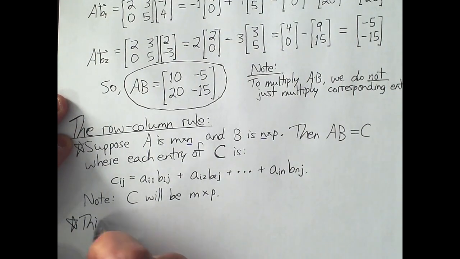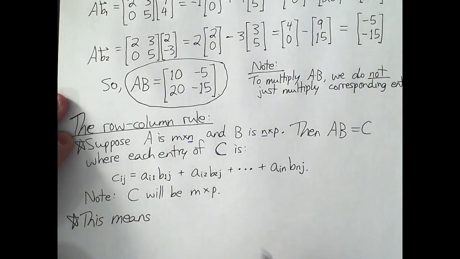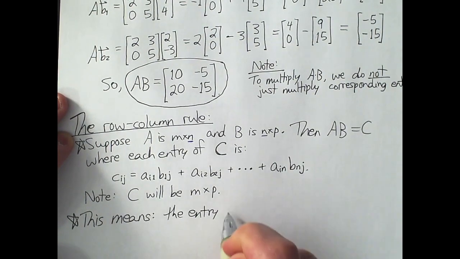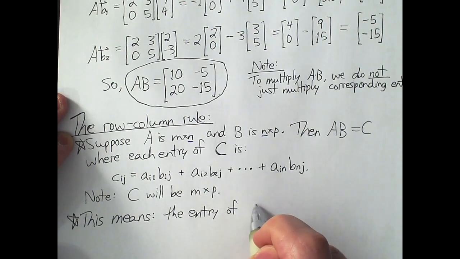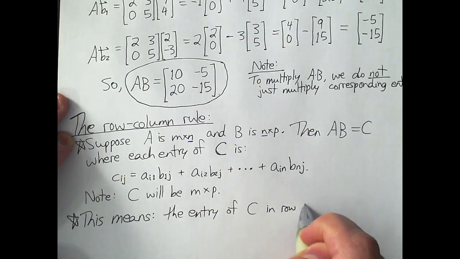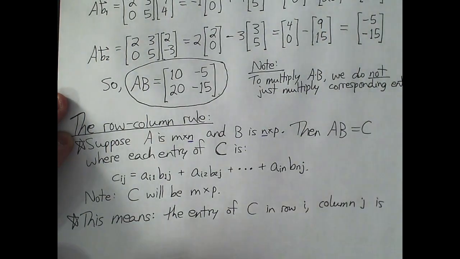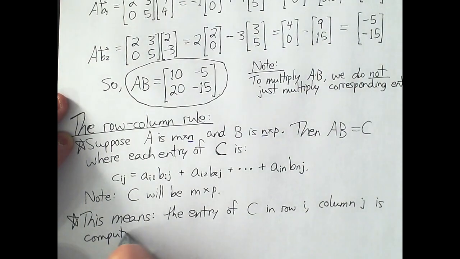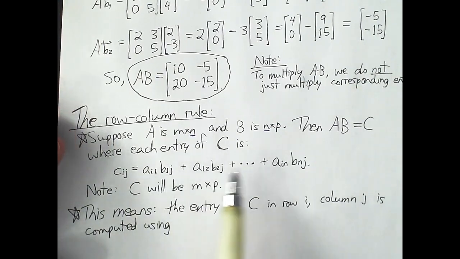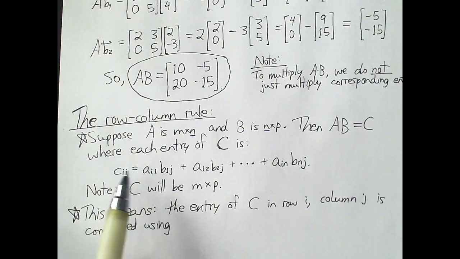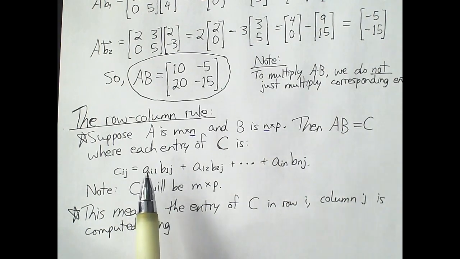All right, so this means the entry of C in row i, column j, is computed using what parts of A did we use and what parts of B did we use to compute C_ij? Maybe we could just focus on what parts of A did we use.